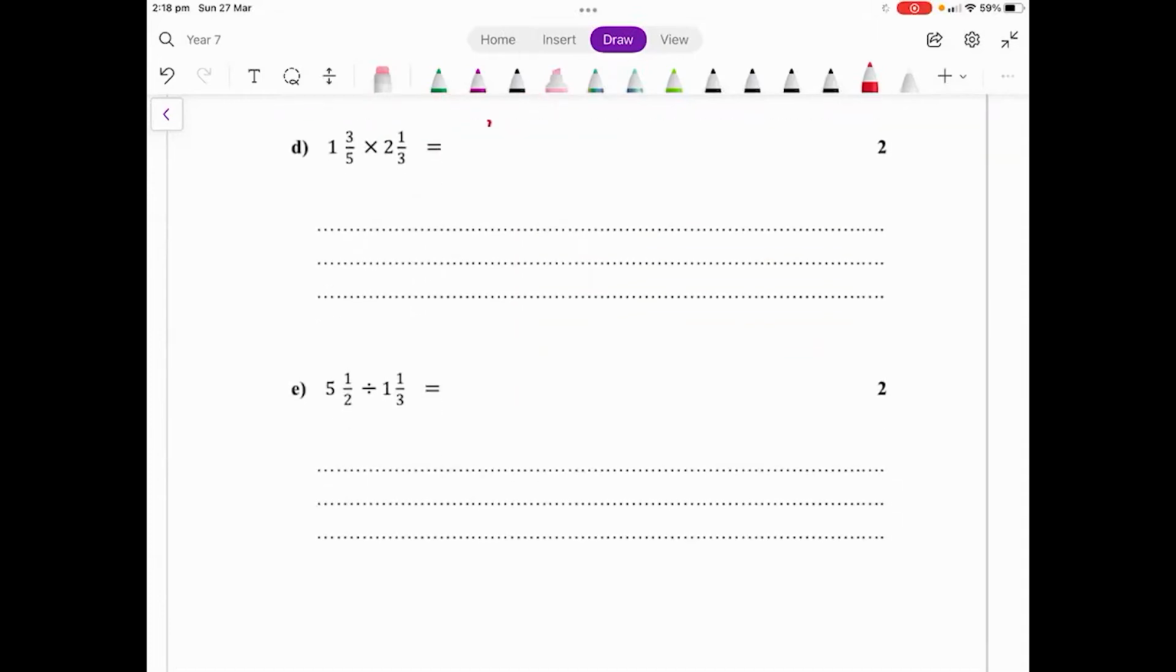Question D. In order to do multiplication of mixed numerals, we need to change them to improper fractions. So 1 and 3/5 becomes 8 over 5. 2 and 1/3 becomes 7 over 3. Then I do 8 times 7 is 56. 5 times 3 is 15. That's it. You can leave it like that. Unless the question asks for a mixed numeral, then you need to do 56 divided by 15 is 3 remainder 11. So the answer is 3 and 11 over 15.